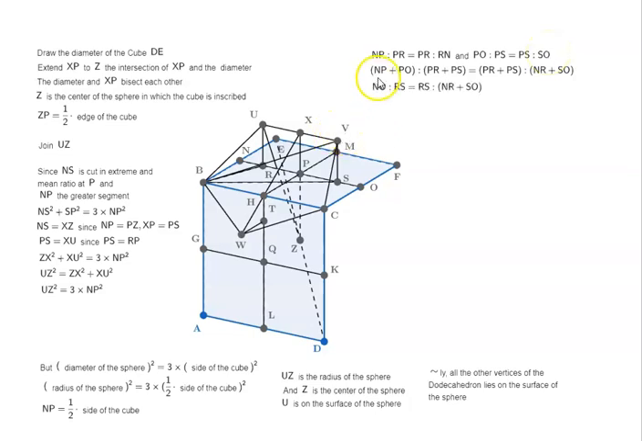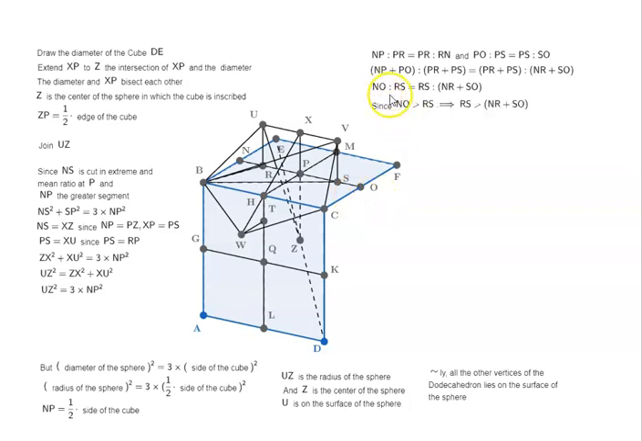What do we end up with? NP plus PO is NO. PR plus PS is equal to RS. And this we can't write directly because it is split. NR we have it here and SO we have it here. So we leave it as it is. So we end up with NO is to RS as RS is to NR plus SO.